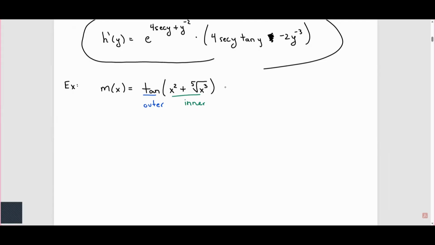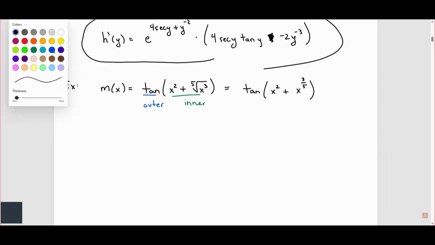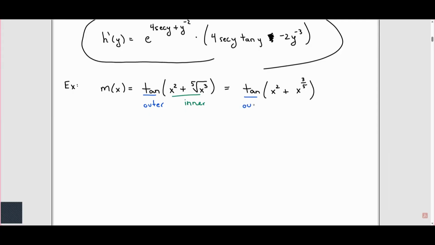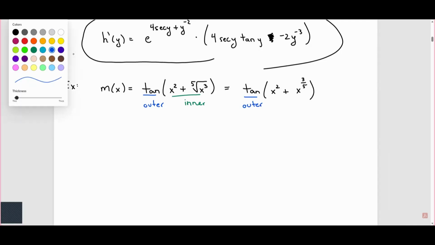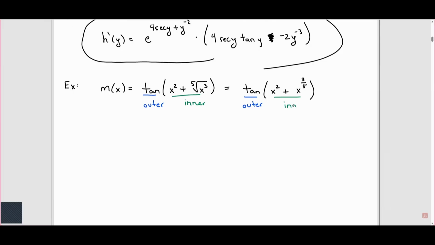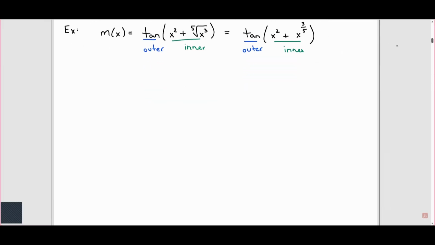And I'm hoping at this point you say, Haley, we need to rewrite that root. We're not going to forget that we should rewrite the root as a fractional exponent. So let's do that before we do anything else. So remember, I'm going to keep my exponent in the numerator because it's cubed, so the 3 in the top, and the type of root goes in the denominator. Now we're ready to use our chain rule. So we have that outer tangent and the inner x squared plus x to the 3/5.